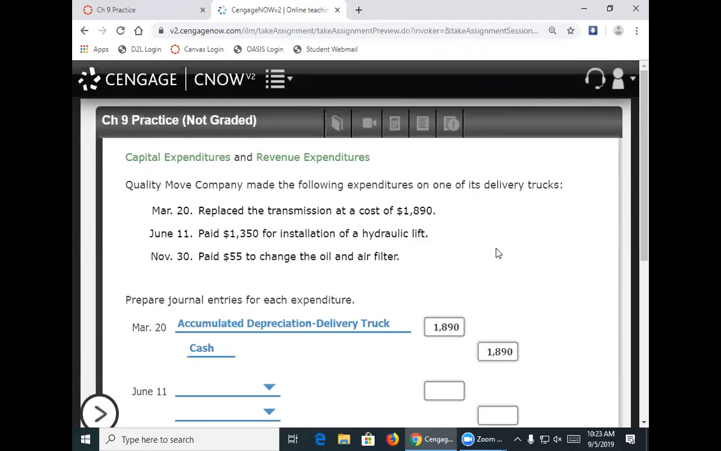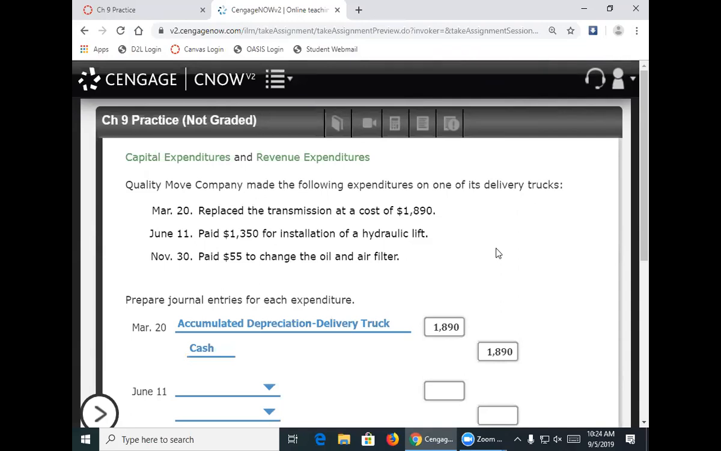Since we're adding a hydraulic lift to that truck, that's enhancing. Yeah, it'll be different. So on the first one, if it's just replacing something, it's going to affect the delivery truck, but it's affecting your accumulated depreciation account. So it's kind of an indirect effect.